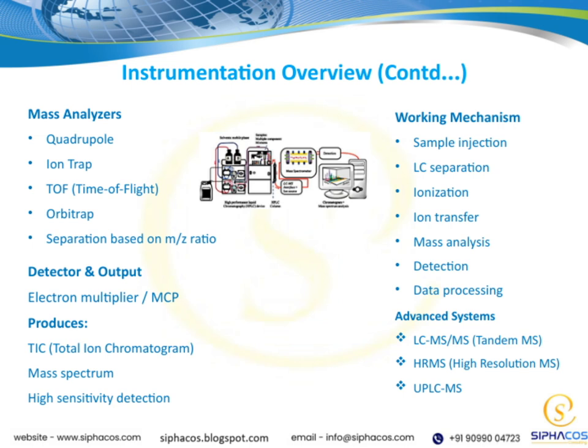Moving on to the detector and output, we use devices like electron multipliers, or MCPs, which amplify the signals for detection. These detectors produce a total ion chromatogram, or TIC, which shows the overall ion signal over time, and a mass spectrum, giving us detailed information about the ions present. This setup allows for high sensitivity detection, ensuring we can detect even trace levels of compounds. Finally, this overview ties into our overall instrumentation, highlighting the key components and how they work together seamlessly to give us accurate, reliable data in our analyses.